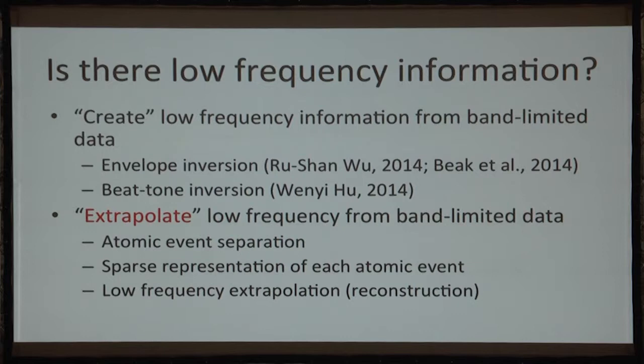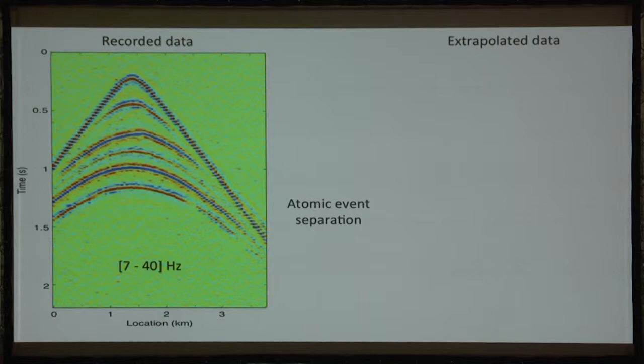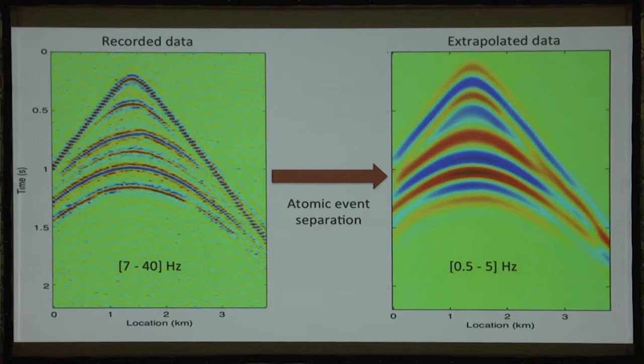In order to do that, there are three steps. The first step is to do event separation. Then we represent each event very sparsely using one amplitude and one arrival time term. And finally, we can reconstruct the low frequency by extrapolation. I'm going to show you how we do this. Graphically, this is a very simple recorded data set we acquire in the subsurface with heavy noise, and the bandwidth is 7 to 40 hertz. We are going to use atomic event separation and extrapolate data between 0.5 and 5 hertz.